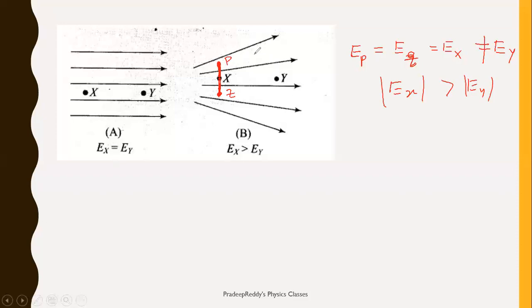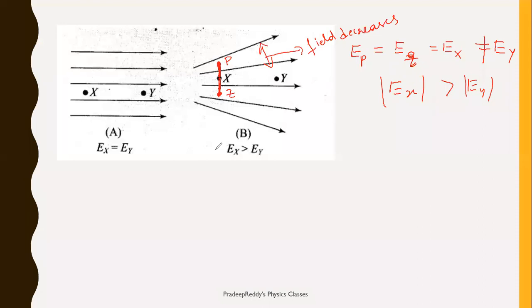So remember that field lines will extend from positive to negative charges, and the non-uniform field lines will be in such a way that the separation between two field lines goes on increasing or decreasing. If separation is increasing, just like how I showed here, the field decreases. Field decreases.